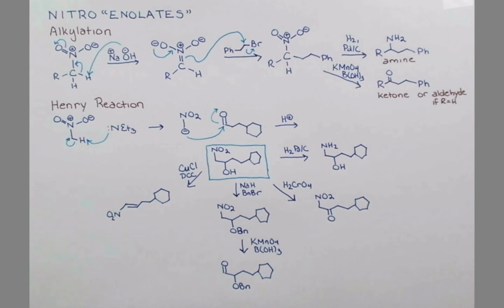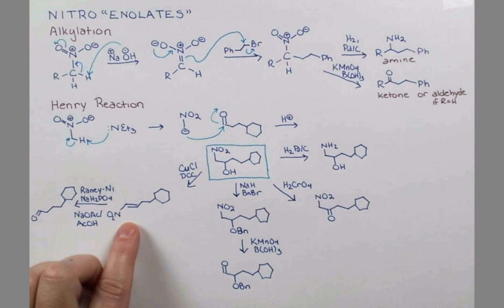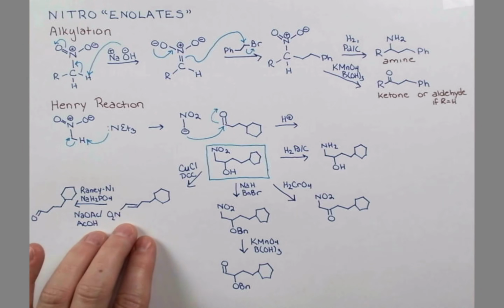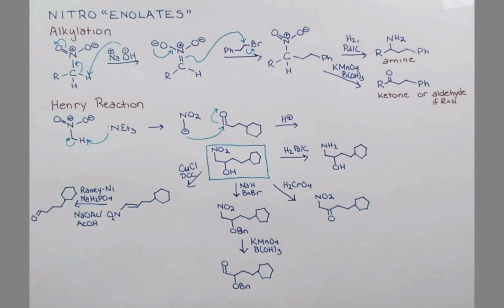This nitroalkene can be converted to an aldehyde under these conditions. But the nitroalkene itself is also very useful in synthesis. This is an electron-poor dienophile, so it's a great partner for the Diels-Alder reaction. When heated with this relatively electron-rich diene, the Diels-Alder reaction can proceed, giving us a cyclohexene.